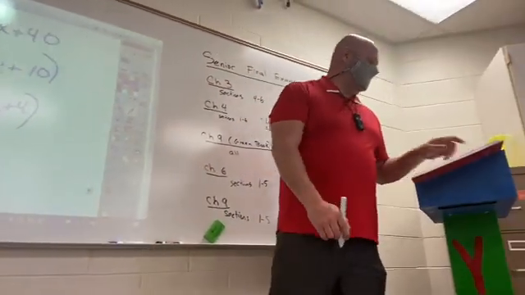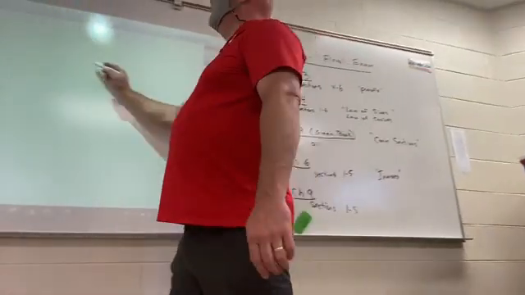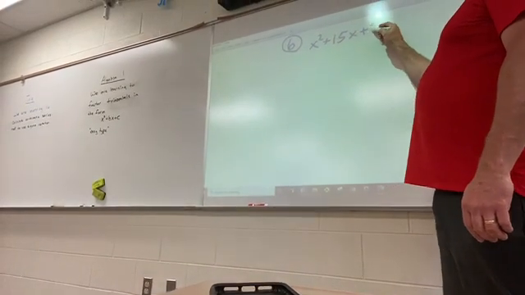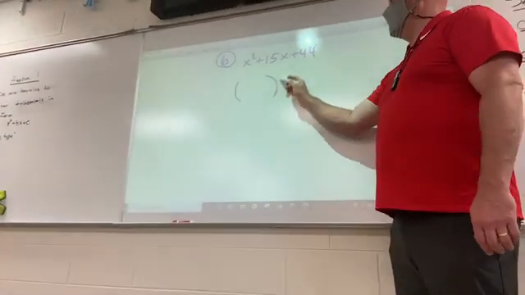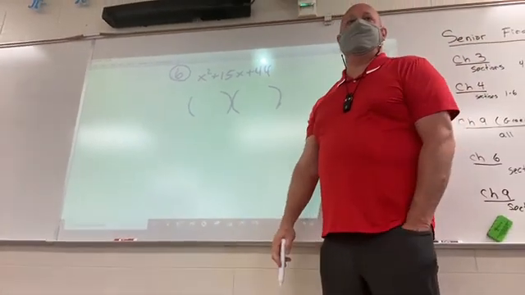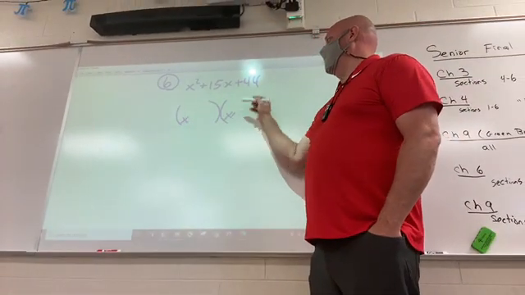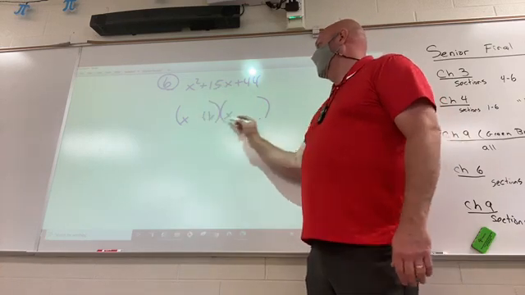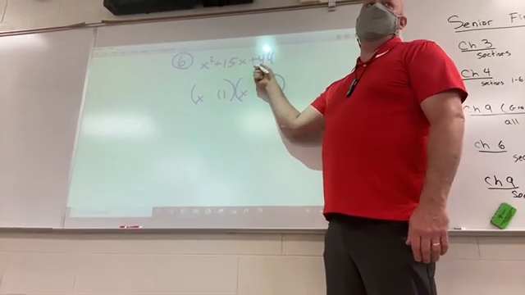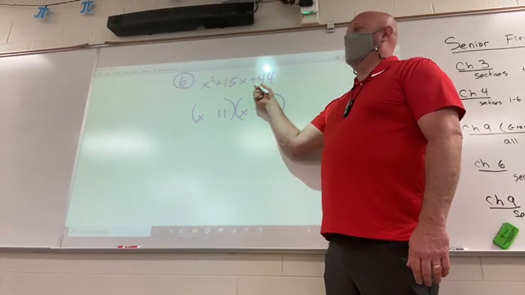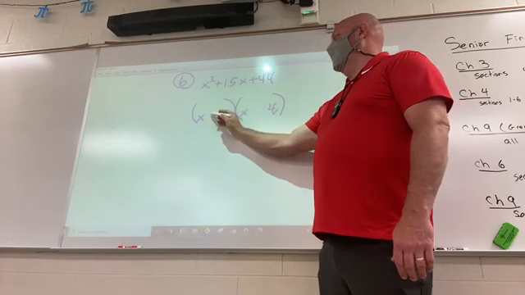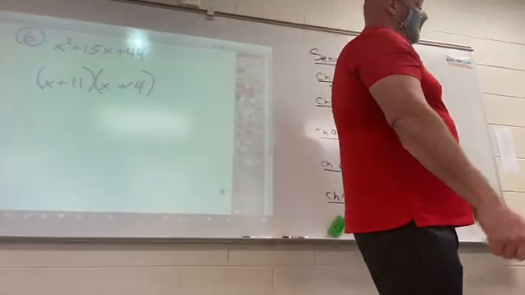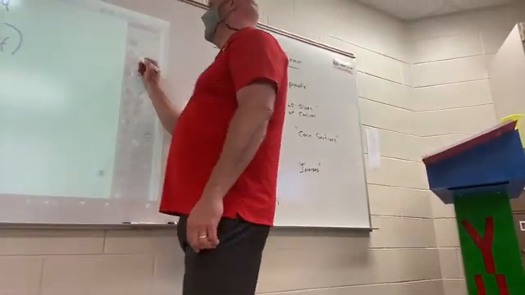Let's try number 6. What's number 6 say? X squared plus 15x plus 44. What am I looking for? Two numbers that do what? Two numbers that multiply to 44, add up to 15, which are 11 and 4. My signs have to be the same, both positive. And there you go.